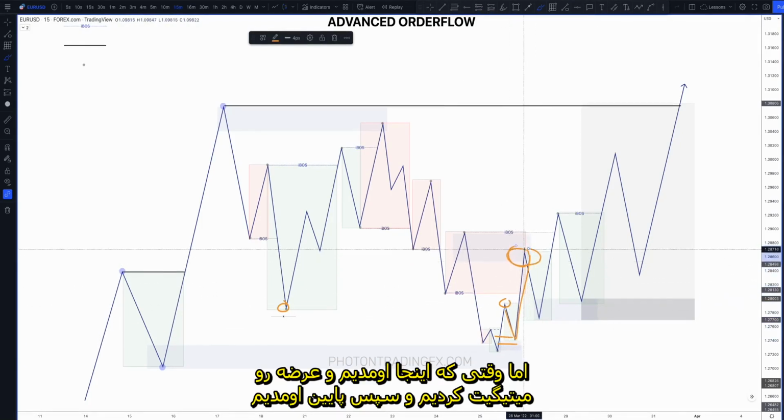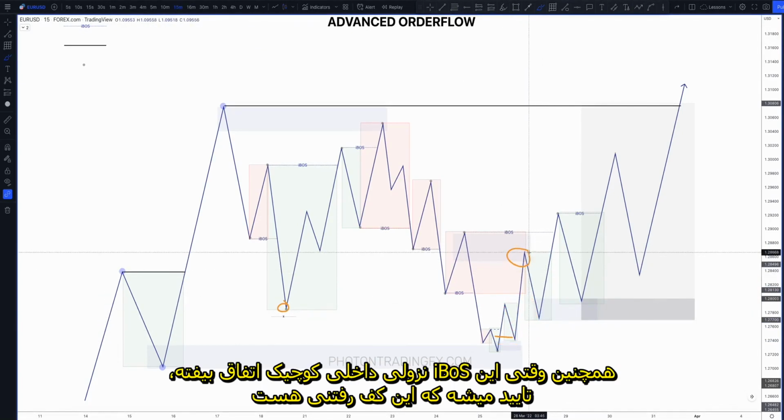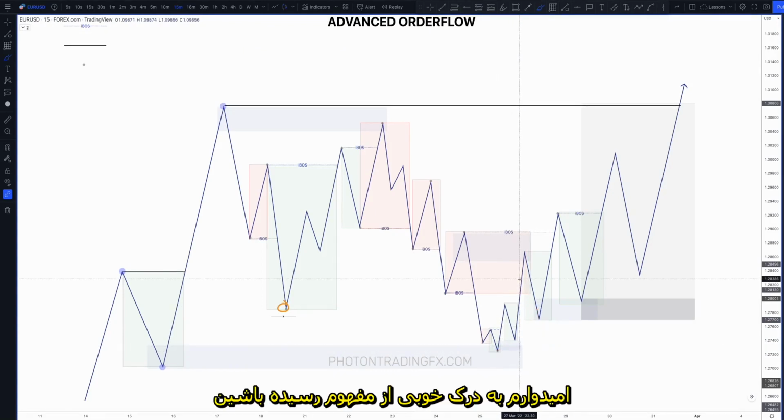But once we come up into here and mitigate the supply, and then we come down, this is much lower probability. It can play out, but it's much lower probability. And obviously it's only once we get that smaller internal IBOS, bearish IBOS, that we'd actually have confirmation that low was going to go. Okay, but yeah, hopefully you guys should be familiar with that concept.